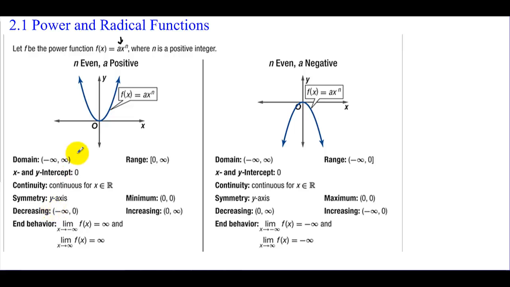This function is decreasing from negative infinity to 0, then increasing from 0 to infinity. The end behavior is this function is shooting up to infinity both on the left and the right-hand side. So as x approaches negative infinity and infinity, this function is shooting up to infinity. Now, when n is even and a is negative, we have like negative x squared, and everything is just upside down. So the end behavior is now negative infinity, and the range is negative infinity to 0. Over here, we went 0 to infinity.